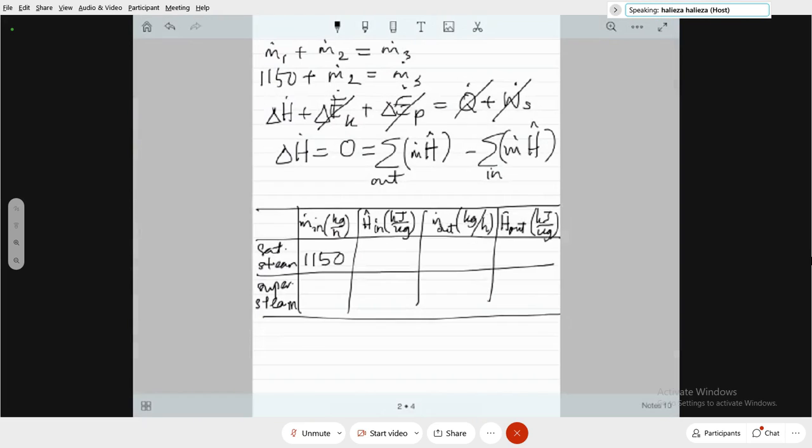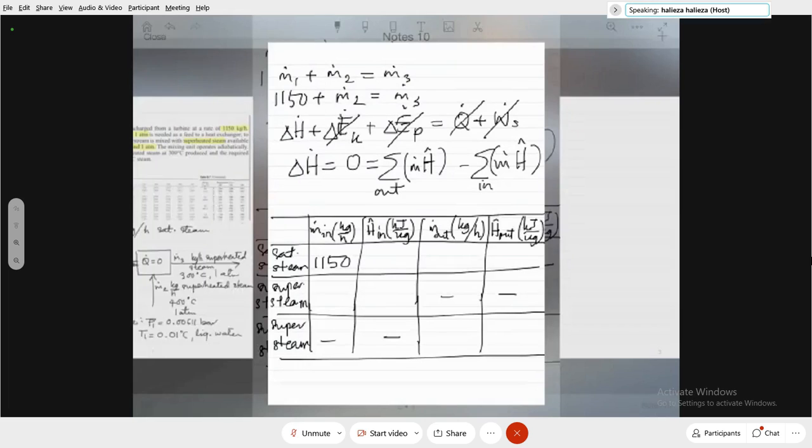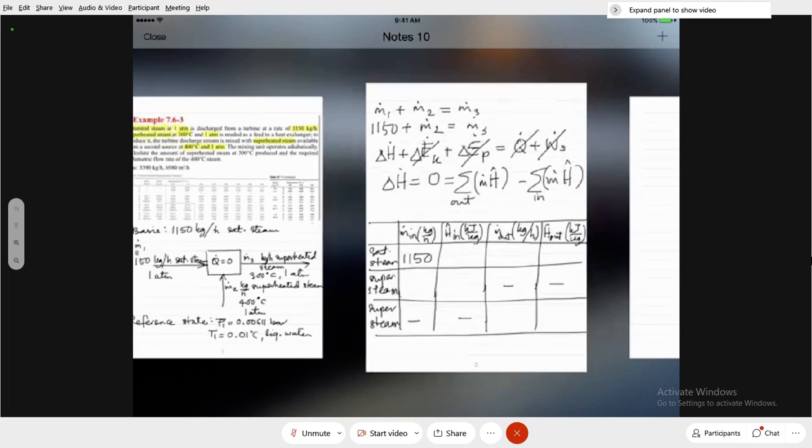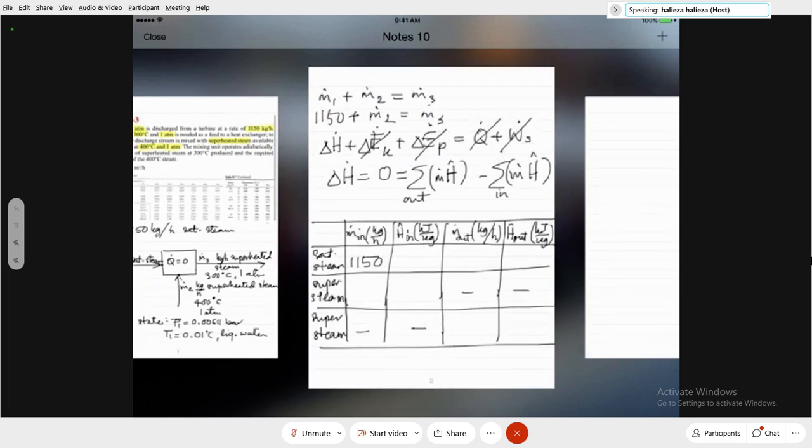Doctor, shouldn't we have two inlets and one outlet on the table? Yes, the outlet. We forgot about this, the superheated steam, isn't it? Yes, there's another one. Okay, there's no inlet here, there's no outlet here. It's exactly the same as the previous example.